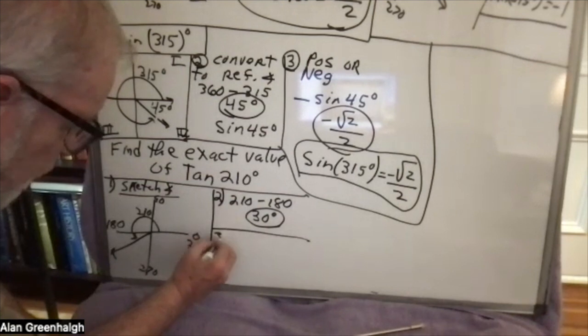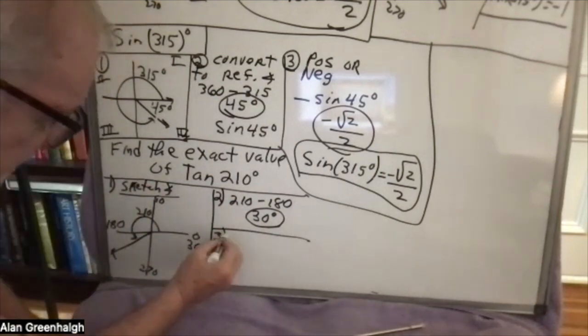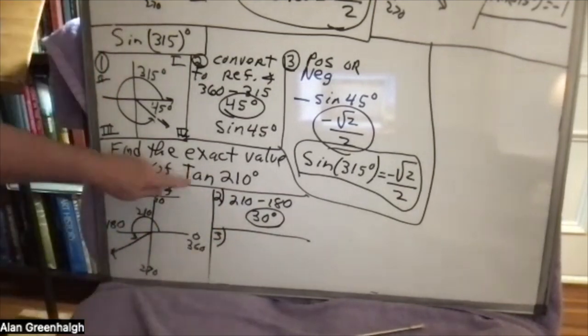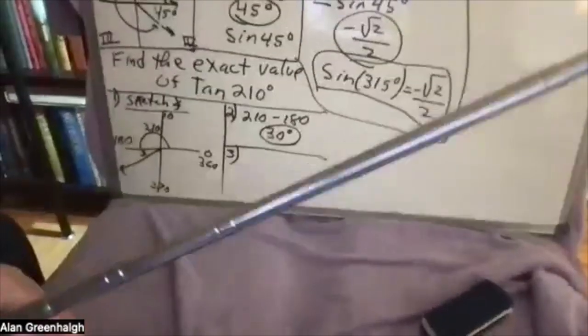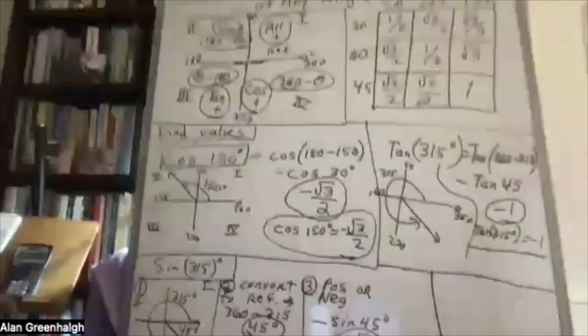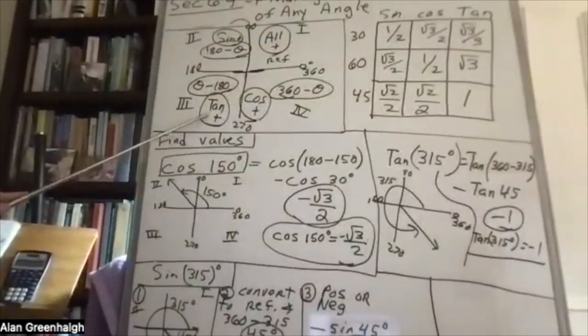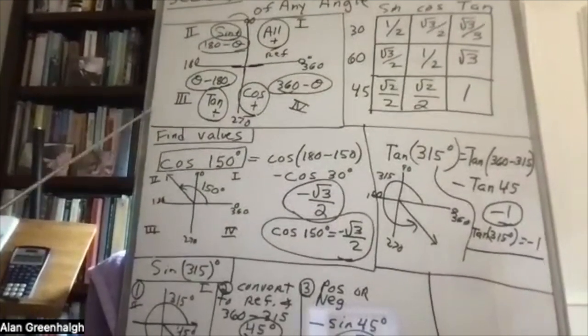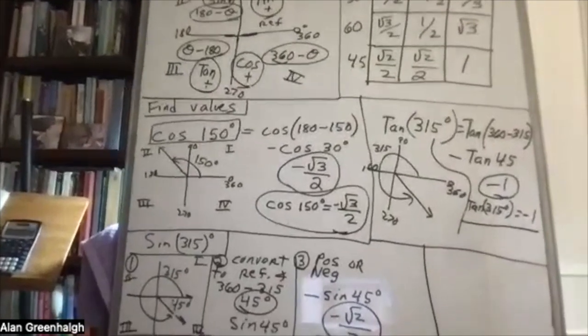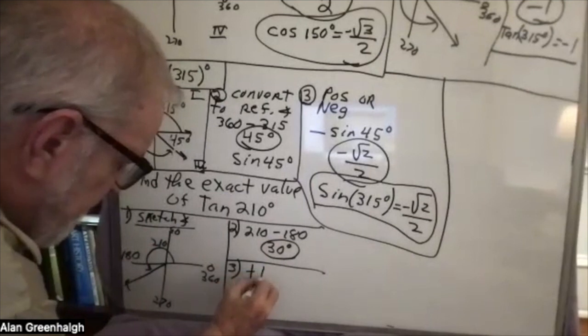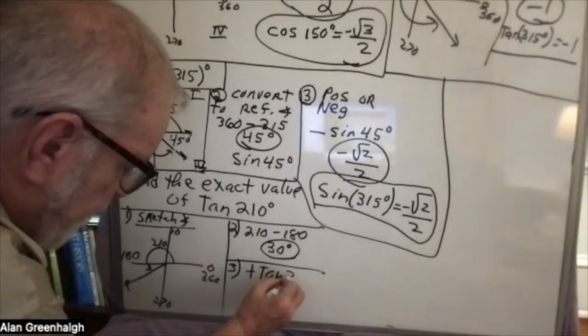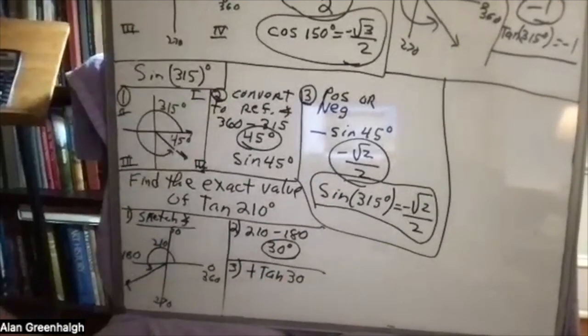Now we need to know if it's positive or negative. So in other words, we're dealing with tangent in the third quadrant. Go back up here to this one, and you see the tangent is positive in the third quadrant. So therefore, it's going to be positive, the tangent of whatever 30 degrees is.